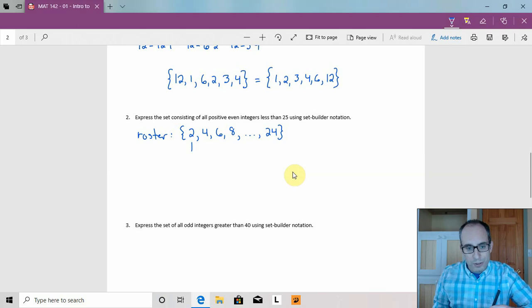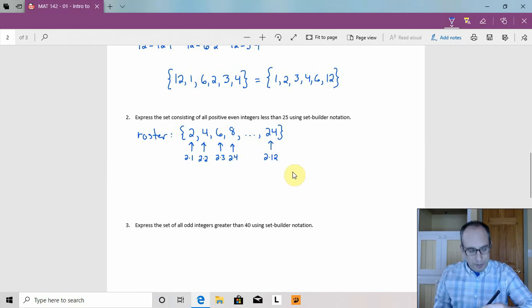Like 2, that's 2 times 1. 4, you could write as 2 times 2. 6, you could write as 2 times 3. Right, you can see what I'm doing here now, right? 8 is 2 times 4. Way up here, 24 is 2 times 12.